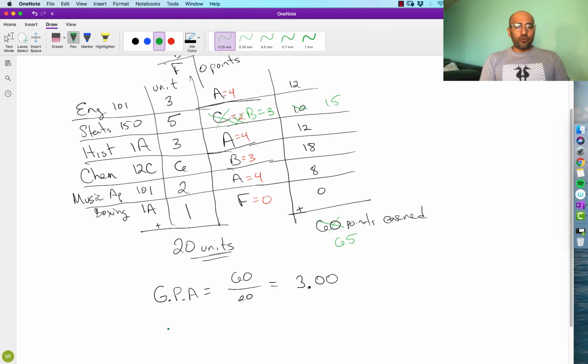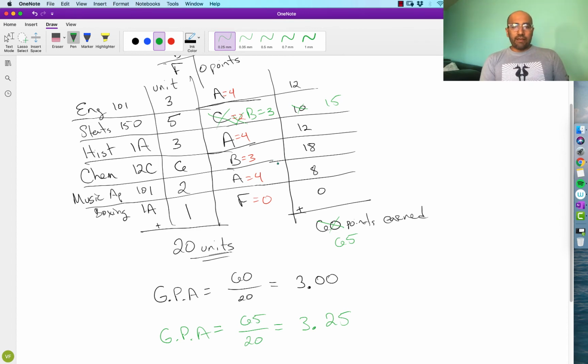So now the new GPA after that correction is equal to 65 divided by 20 units. And that's going to be 3.25. So that was a pretty big jump in the GPA. 3.25 is their new GPA by making that little correction there, making that change from a C to a B.